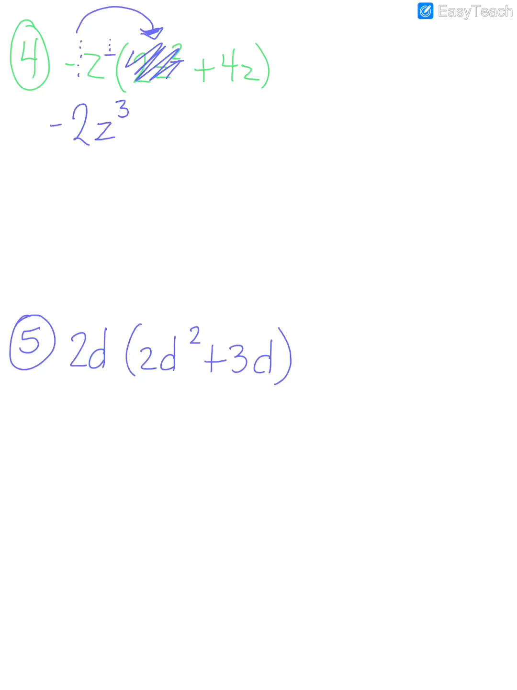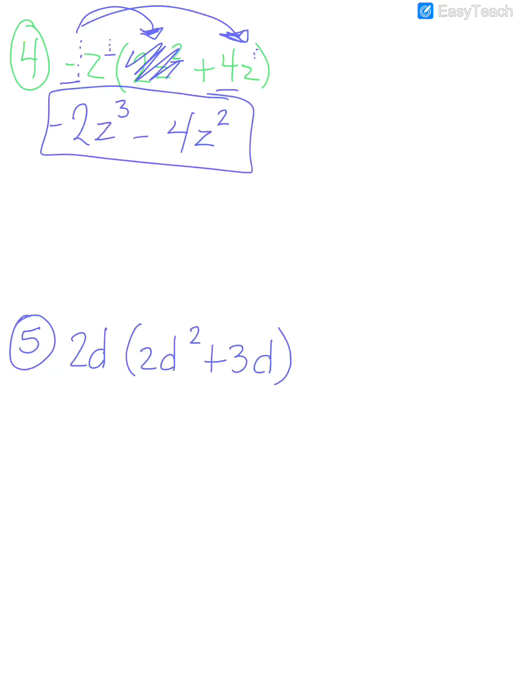And if you want to cancel out so you don't get confused, cross it out. Distribute to the last one. So again, invisible one here. Big number, negative 1 times 4, negative 4. And then the z, and add your exponents, which gives us 2. And that's it.